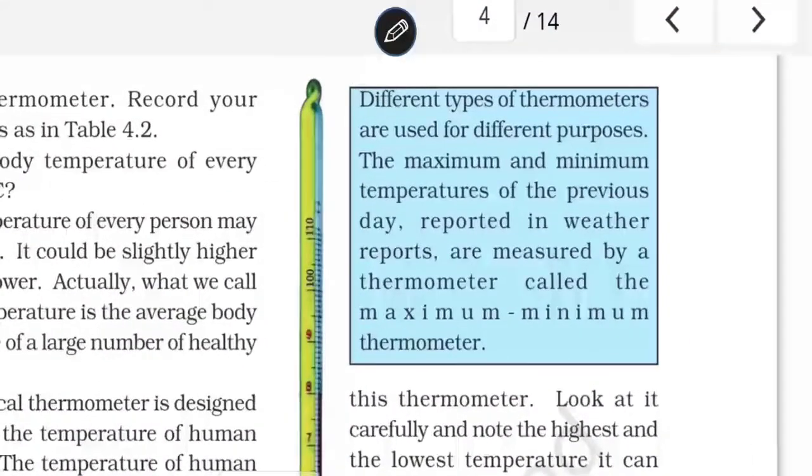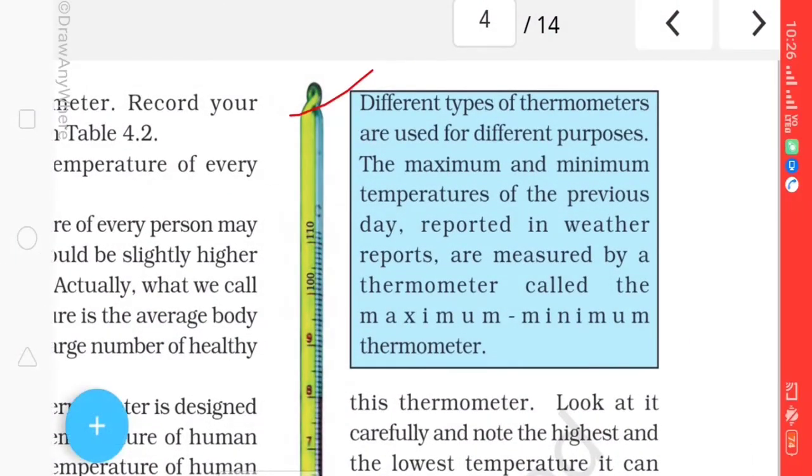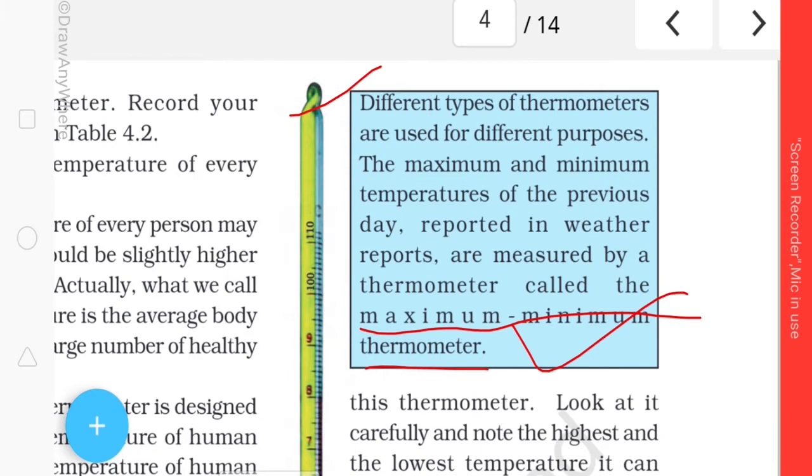Different types of thermometers are used for different purposes. The maximum and minimum temperatures of the previous day reported in weather reports are measured by a thermometer called the maximum minimum thermometer. When we check the weather report, what was the temperature yesterday or what will be the temperature today, all these are being measured by what? By a thermometer, and its name is the maximum minimum thermometer.